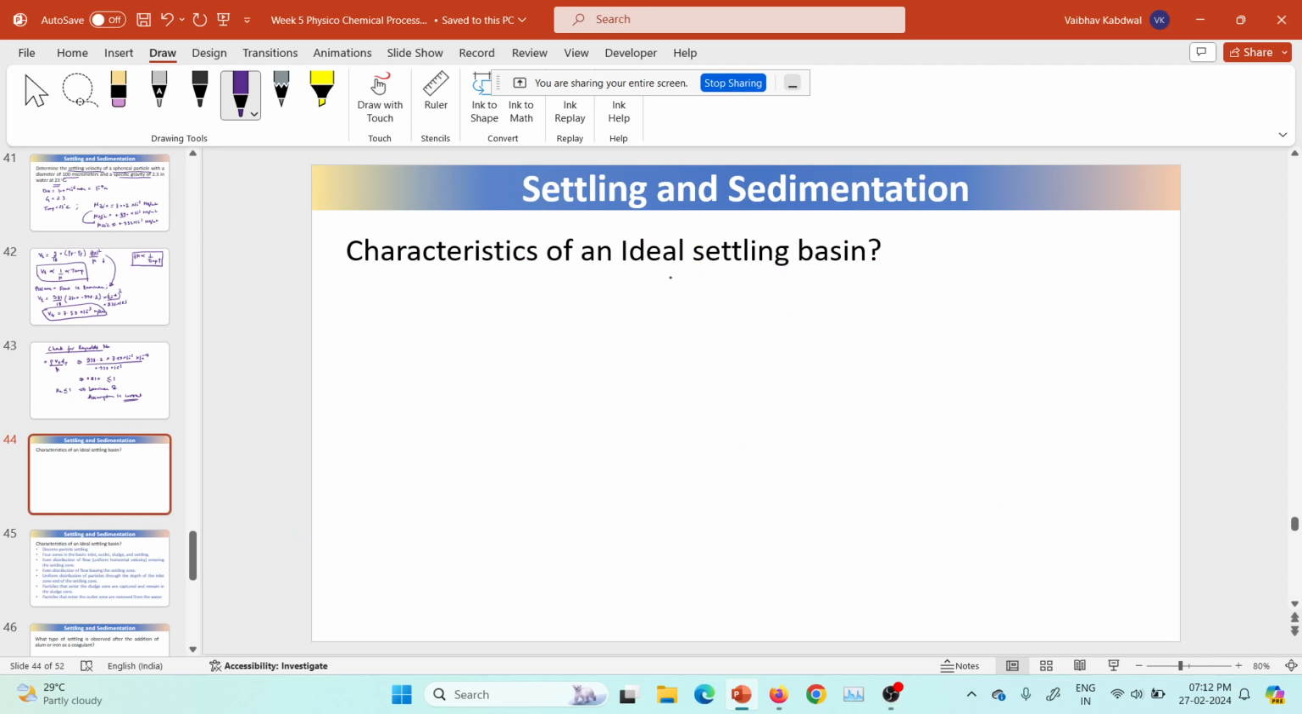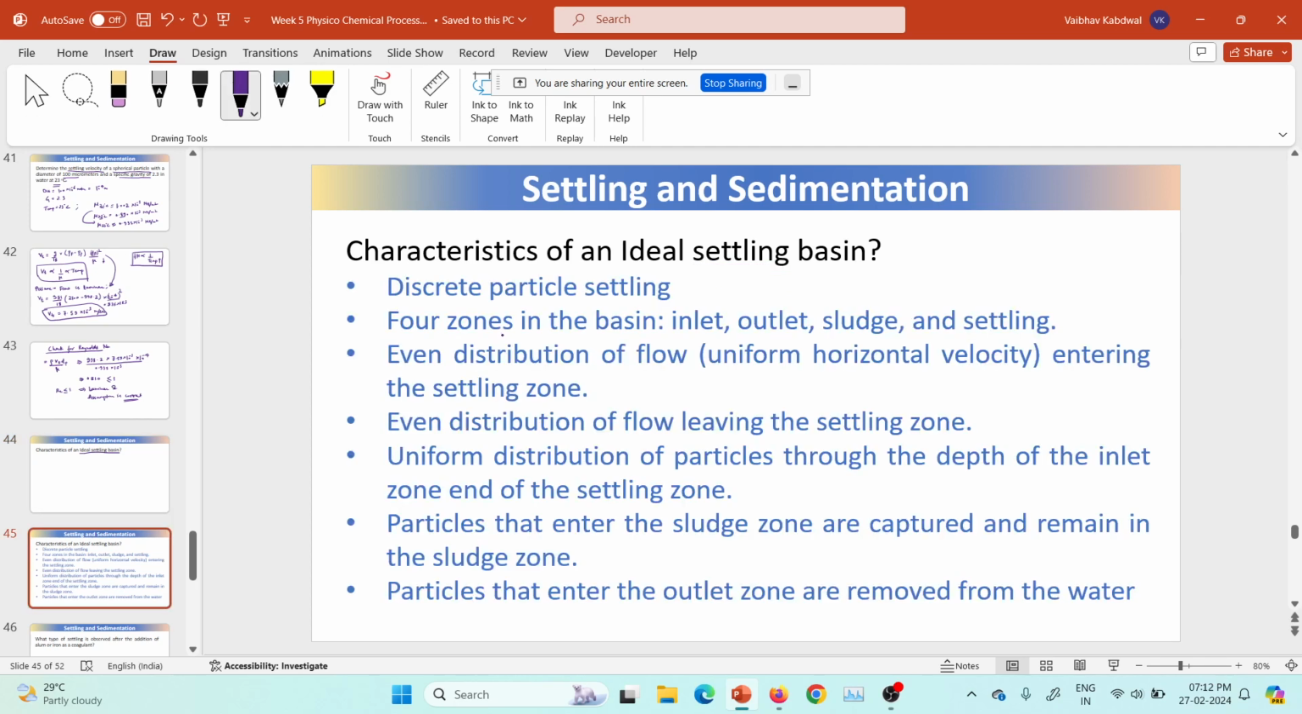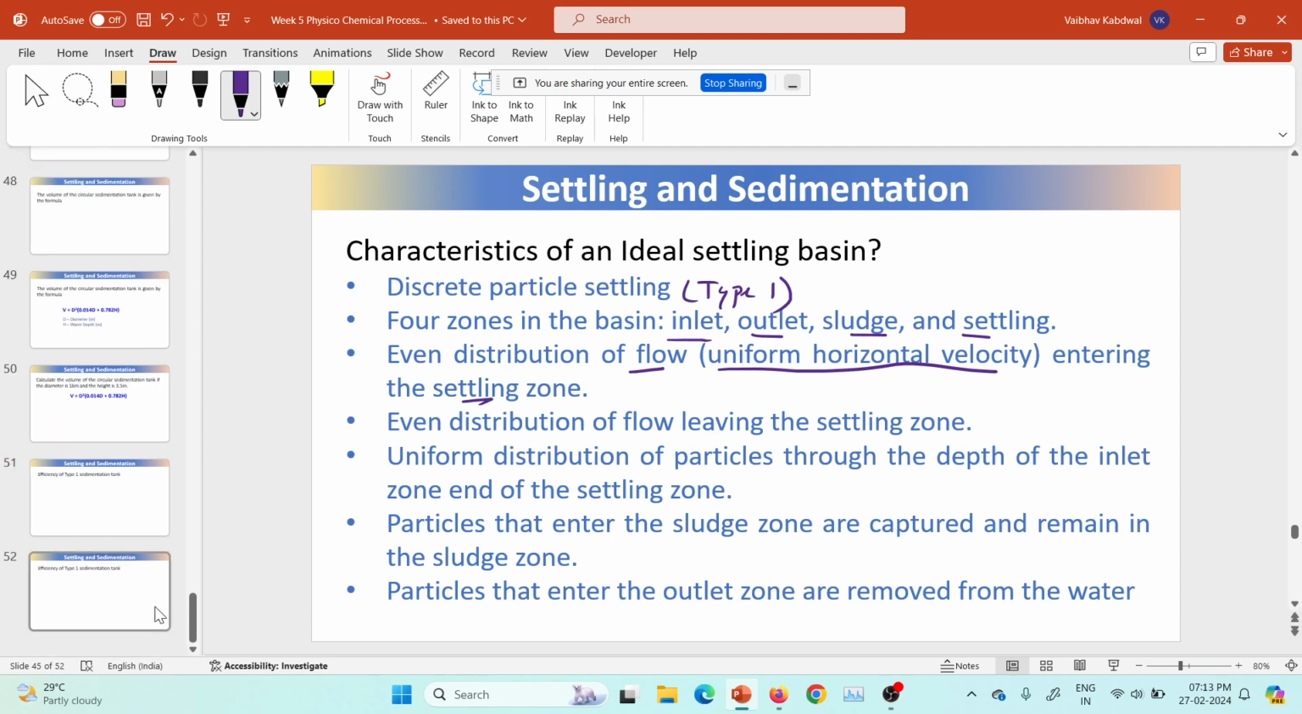What are the characteristics of an ideal settling basin? So we'll understand the ideal settling basin with this question. It has discrete particle settling, meaning it will have type 1 settling. There are 4 zones in the basin that we understood: inlet, outlet, sludge, and settling. And it has even distribution of flow, like uniform horizontal velocity entering the settling zone. We will understand it with the help of an example.